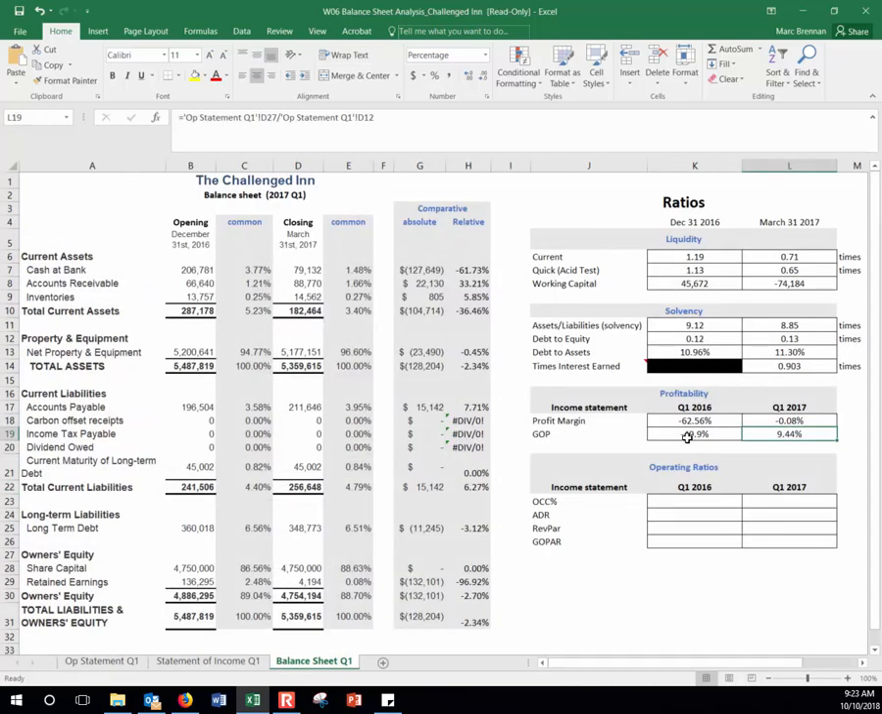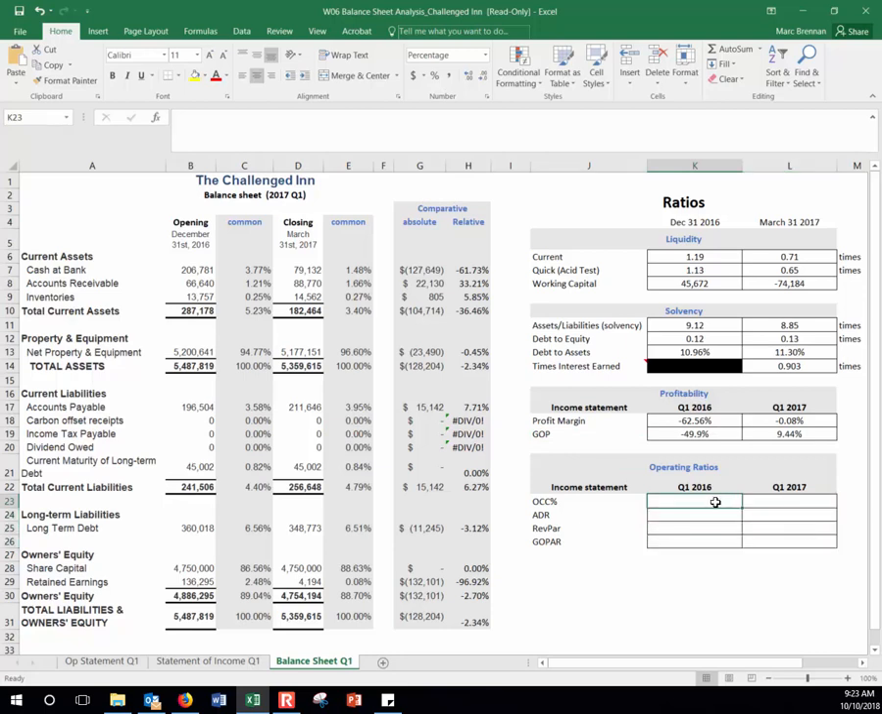Now that's why we take a look at the gross operating profit margin a bit more, because this is a number that we have control over. The profit margin later on, we don't have control over it. Okay? And now these operating ratios, this is a bit more straightforward.